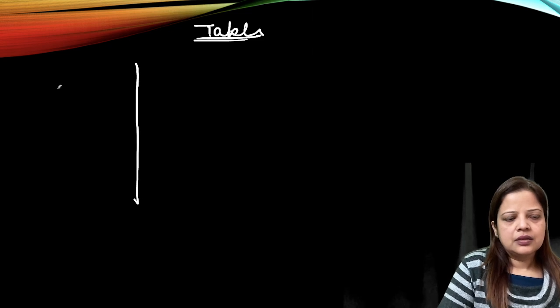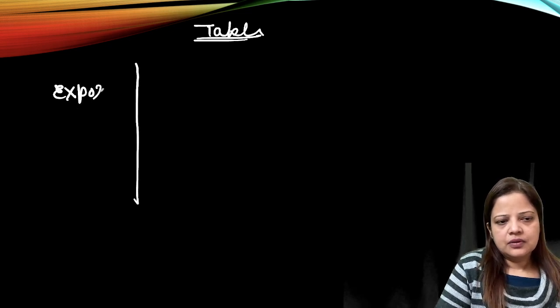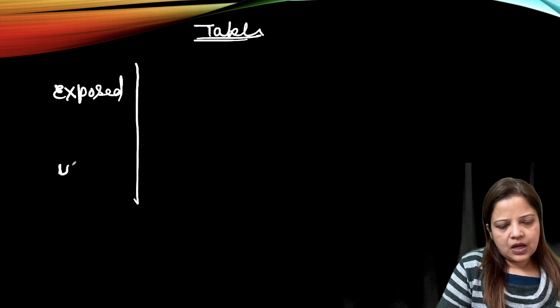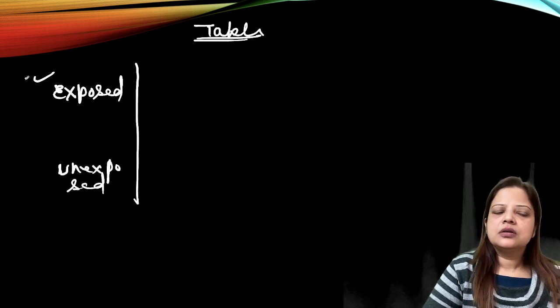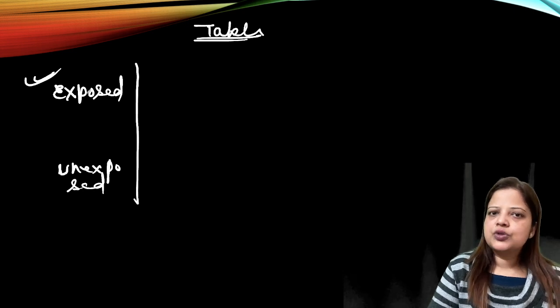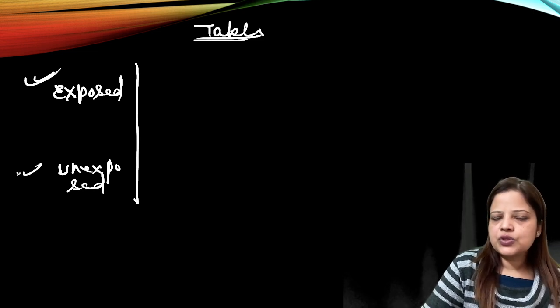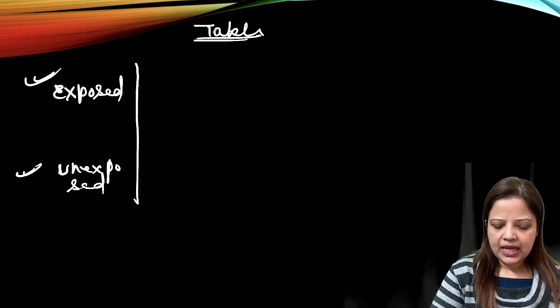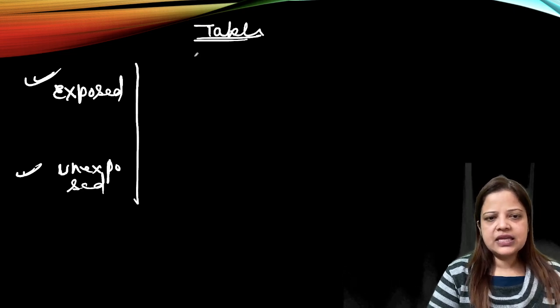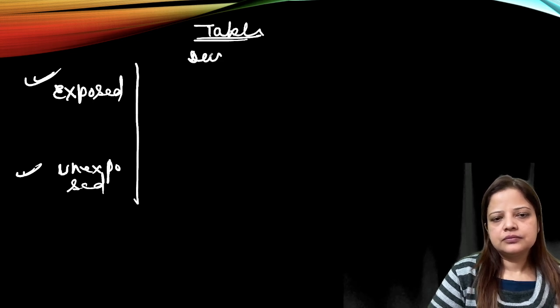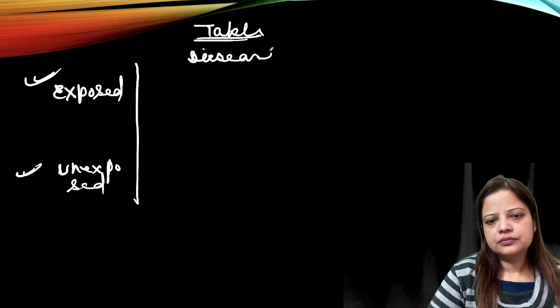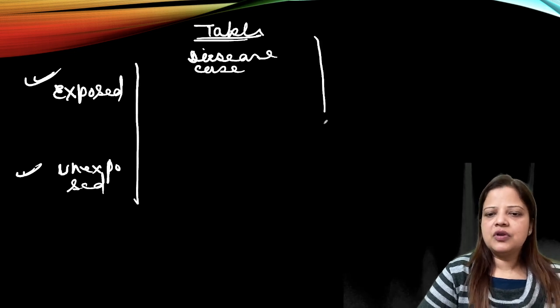To calculate the odds ratio, right? Exposed, unexposed. This is the group. They are exposed to cigarette smoking and they are unexposed to cigarette smoking, right? And the case, disease case, first I will take disease case. And the second will be control group.